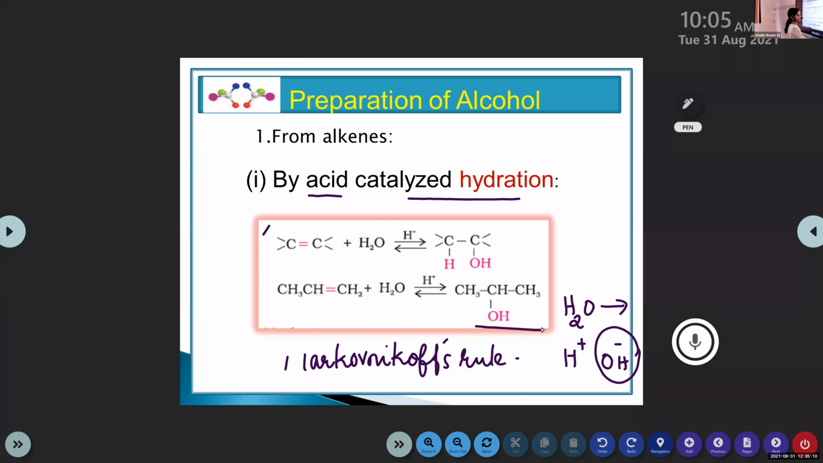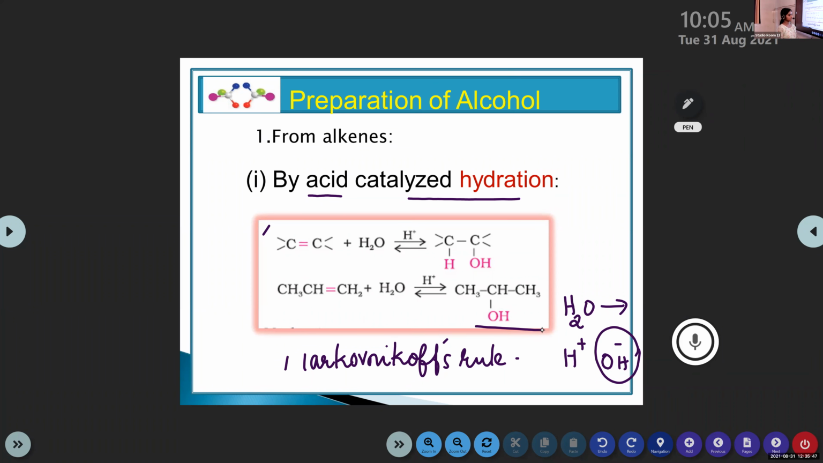In the case of unsymmetrical alkenes, we will choose Markovnikov's rule to select the product. The negative part of the molecule will be added to the carbon with the lesser number of hydrogen atoms. Here in this example, it is CH3, CH double bond CH2 plus H2O, right? The CH has the lesser number of hydrogen atoms, so OH will be attached to CH, and the hydrogen is added to CH2. The bond breaks between CH and CH2. It will be CH3, CHOH, CH3.